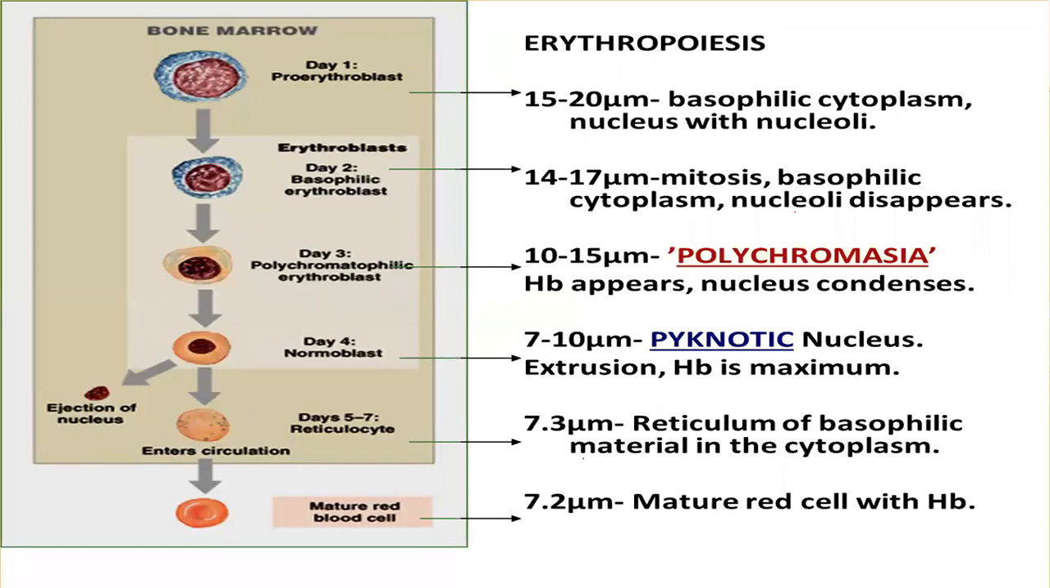This polychromasia is a condition where you have a lot of polychromatophilic erythroblasts being released to the circulation. So you have these immature red blood cells that will appear in circulation. Because there are a lot of them, you have a condition which is called polychromasia. Polychromasia simply means that you have a lot of these cells in circulation.